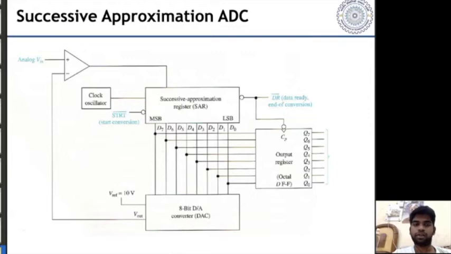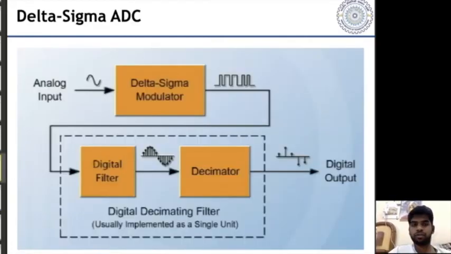And here you can see the entire internal diagram of the successive approximation ADC, where the SAR is used. Here you can see the analog input voltage is given, it goes to the SAR and then to the binary converter, and the connections between them are taken as inputs of the octal device output register, and then we can get the output.